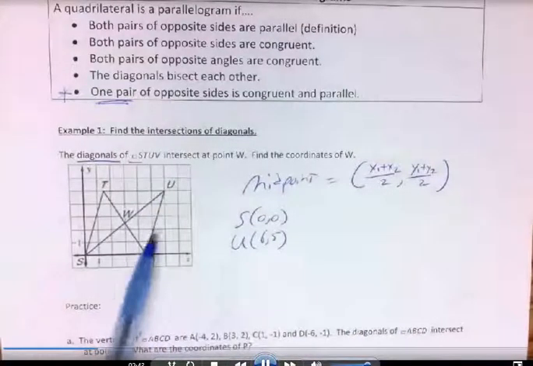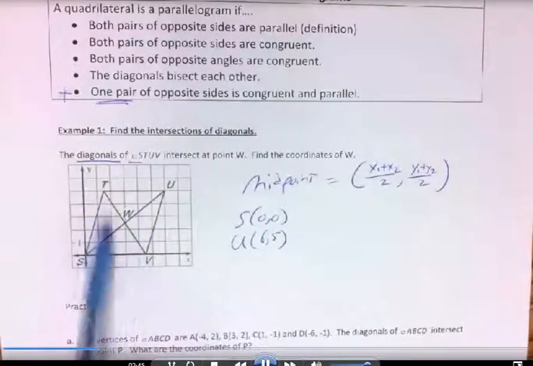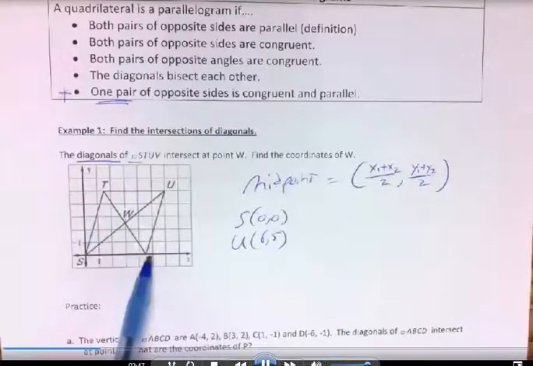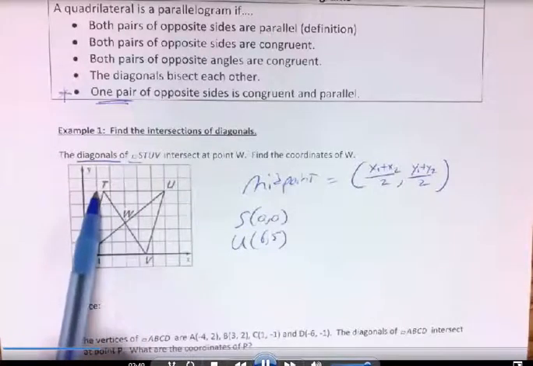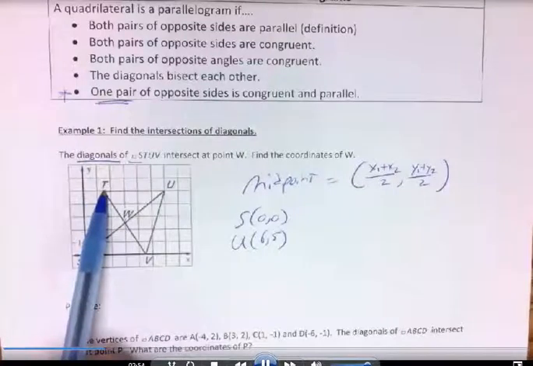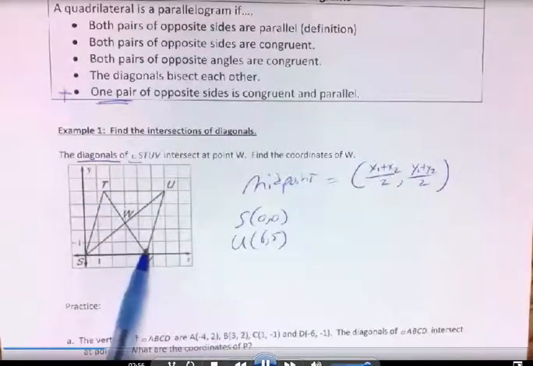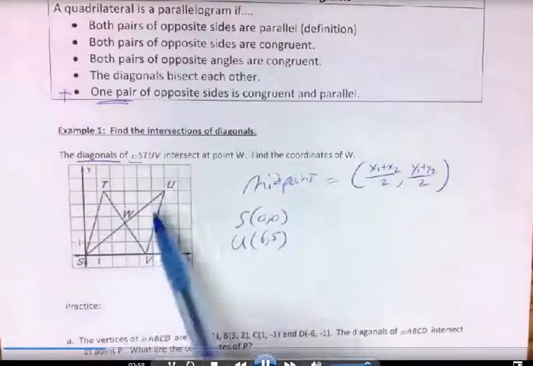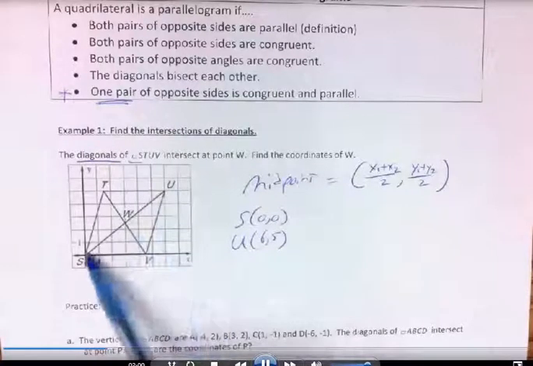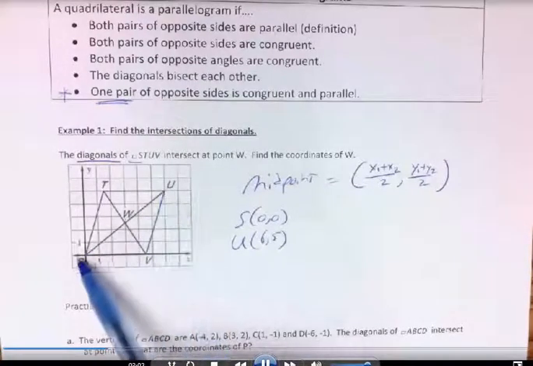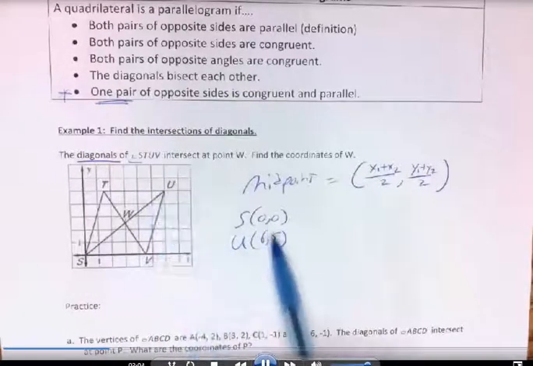You could technically use TV also, since they both bisect each other. The problem is TV doesn't actually hit a perfect corner here. So I guess you could probably estimate, and I'm sure it's going to work out if you did. But I think somebody in period 5 had mentioned it's a really good idea to use the ones that you know for sure, which I totally agree with. So we're going to use the ones we know for sure.